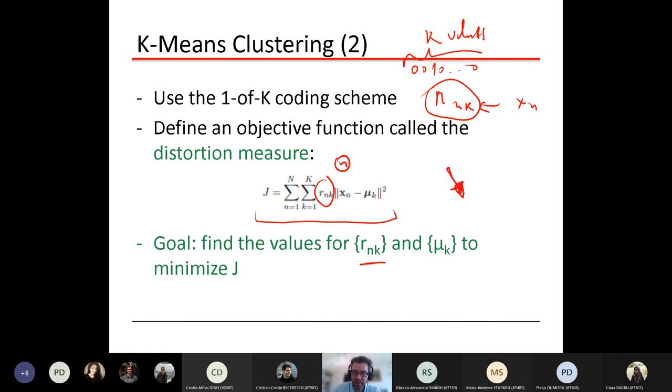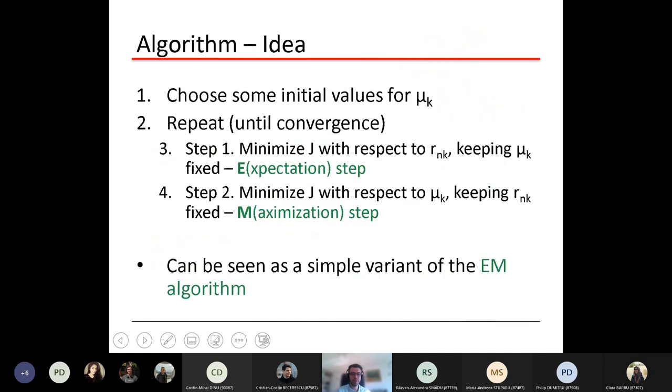And how does it work? We start with some initial values for mu k. This could be random values, or they could be assigned to points in the set of points that we have. And then we repeat two steps until we converge, and we'll see what convergence means. The first step is called expectation. We minimize the error with respect to r_nk by keeping the centroids fixed. So we keep the centroids fixed, and we want to find the best assignments of the points to these centroids.